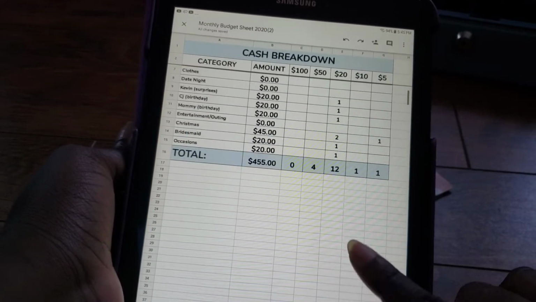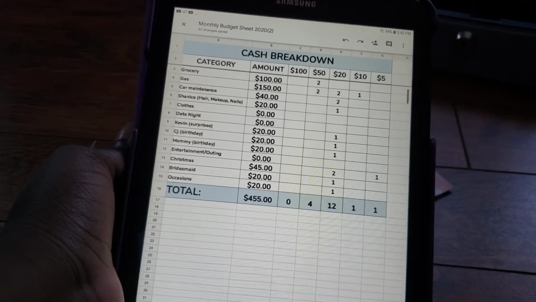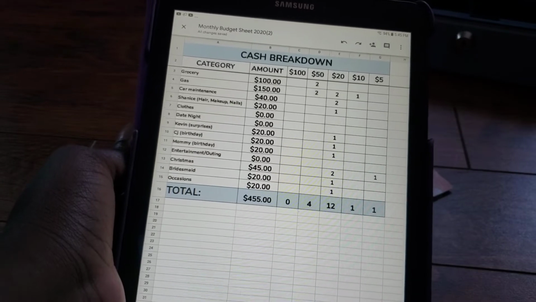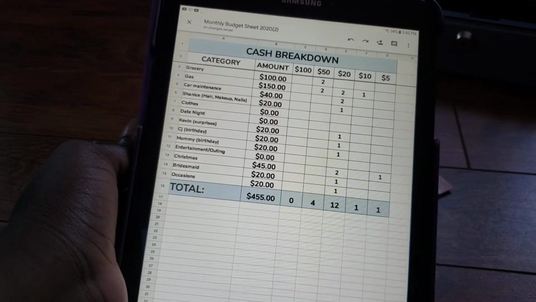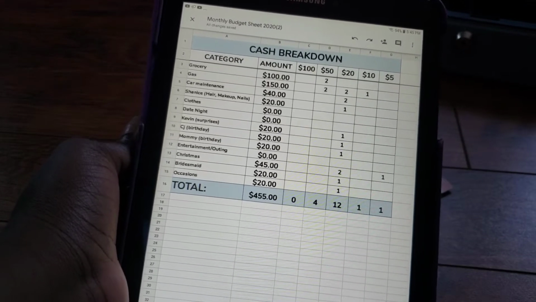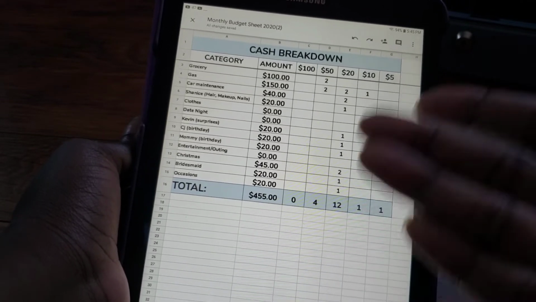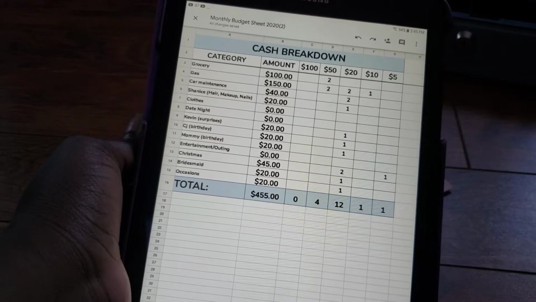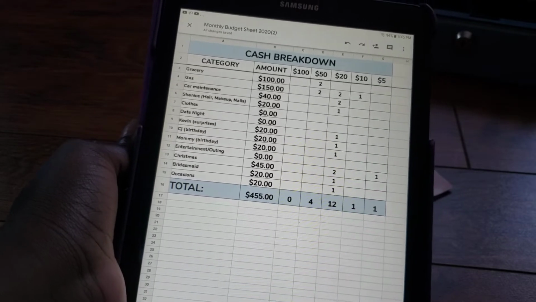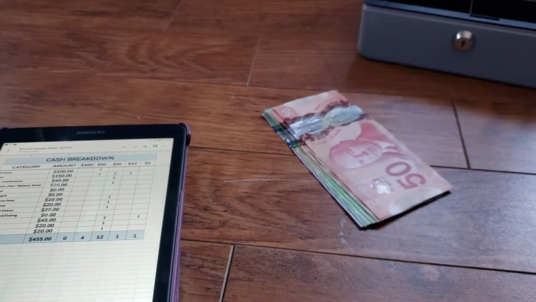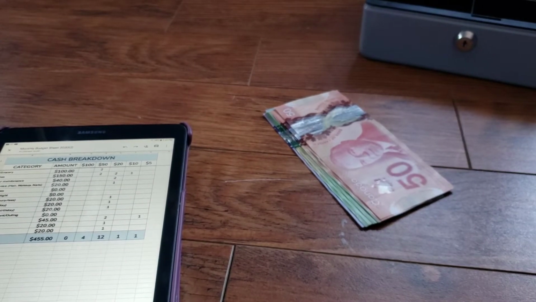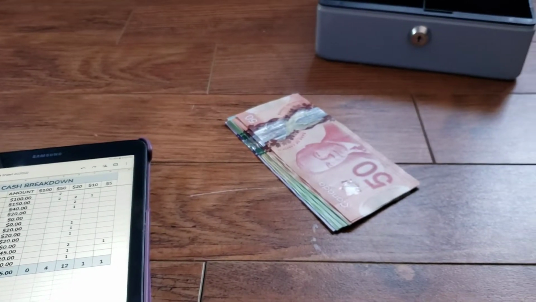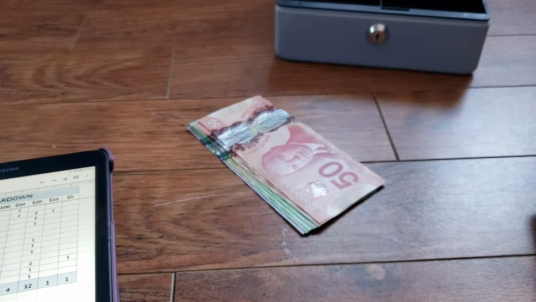But now we have COVID. Thankfully, TD at their ATM machines, they have the denominations breaking down, so I could take 4 20s, 4 5s, 12 20s, 1 10, and a 5. So that is a plus. So what I'm going to do here is sort out my money and get my envelopes ready.